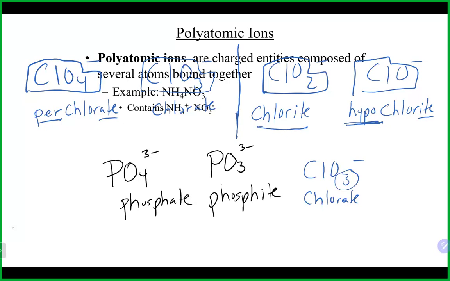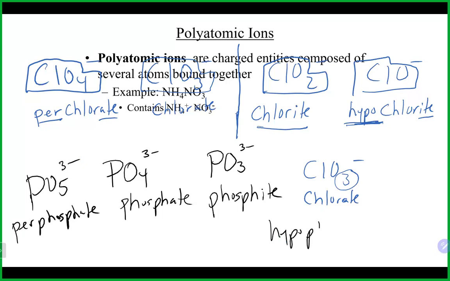What would perphosphate be? Should I add or remove an oxygen from phosphate? Add, yeah? So it should be PO5 3 minus, right? What would hypophosphite be? I should remove an oxygen from phosphite, right? Yeah, and we'll end up with PO2 3 minus.